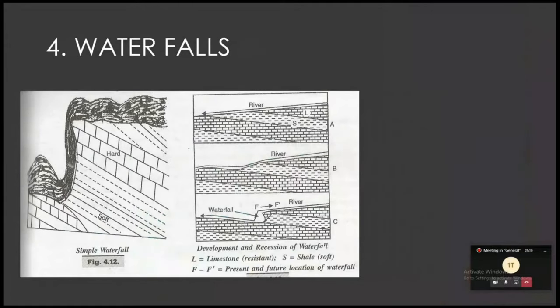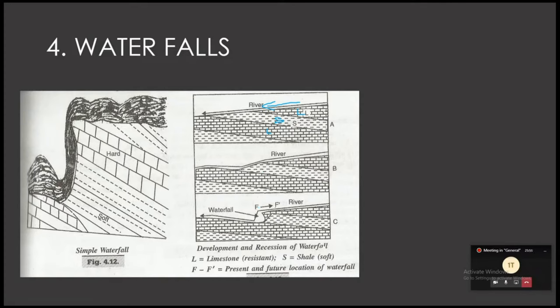Now another erosional feature, what we call a waterfall. Waterfall is also an erosional feature. For example, if you see here, the river is flowing on the surface of two different layers. This is one layer, limestone. Another layer is shale, and below that there is another layer that is again shale. Now when water flows through these three different varieties of rocks, water will have different action on these different rocks. For example, one kind of rock will be slightly more resistant, or more erosion processes act on it.